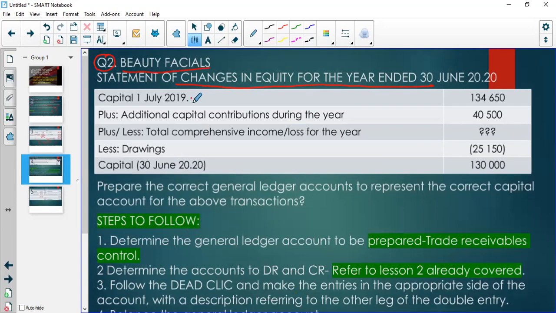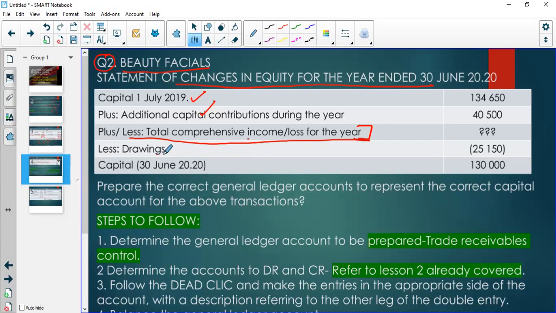So we start with the balance at the beginning of July. Then there is an additional contribution. Then there is a profit or loss that was made during the year. For now, we don't know yet whether it was a profit or loss, but we'll be able to figure it out from the balancing of the capital account. We'll be able to figure out whether it was a profit or a loss.